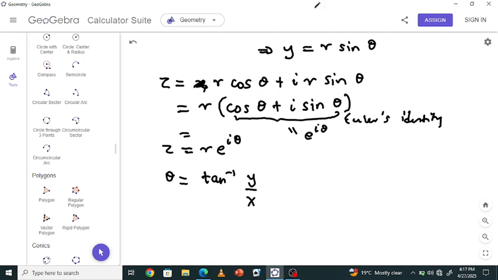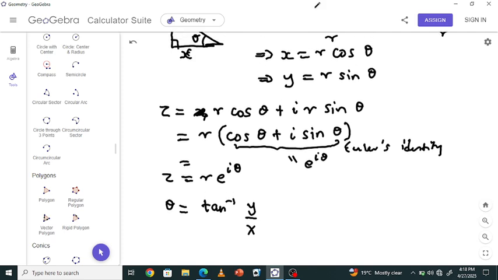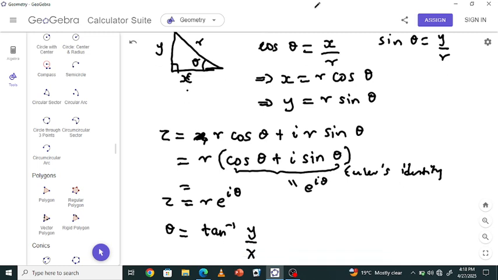And you can always be asked to convert from Cartesian to polar form, or from polar form to Cartesian form. Either way, it works quite easily. When you want to get tan theta, still going to use this. Tan theta is opposite over adjacent, meaning you have y over x. So to get the angle, you get the inverse of tan.